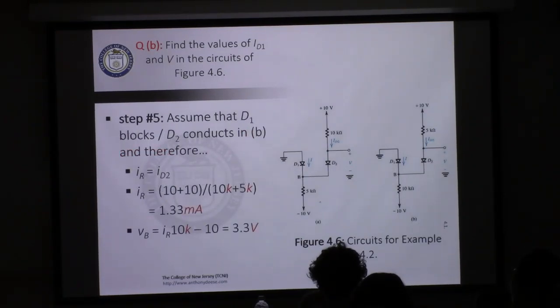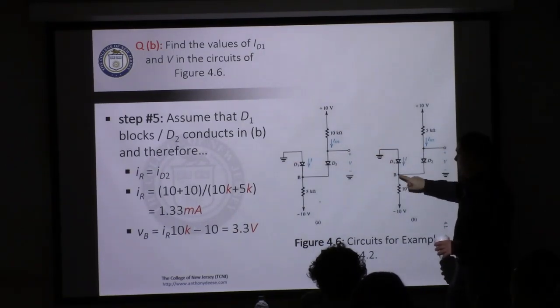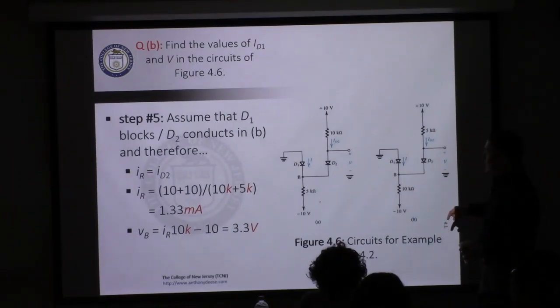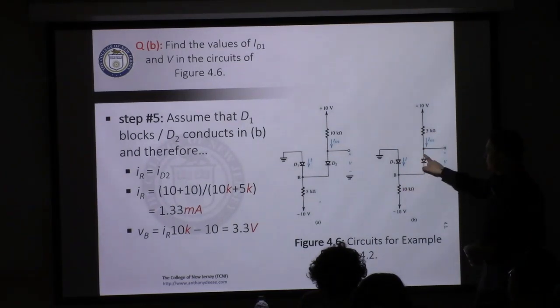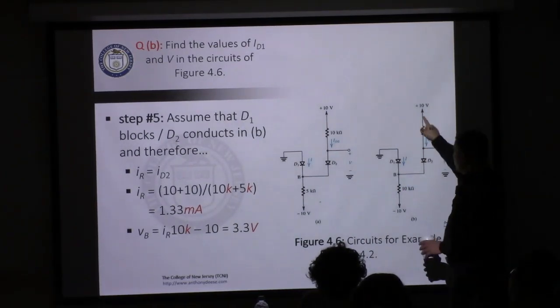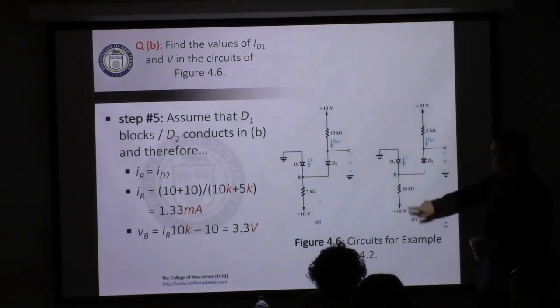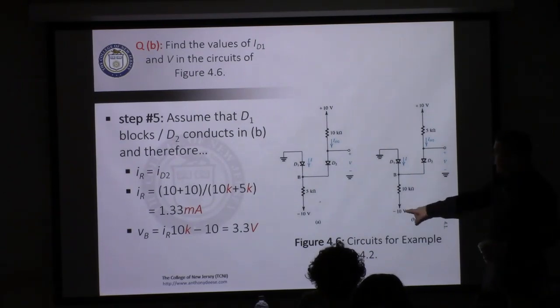Okay, so now if D1 is blocking, this whole part of the circuit is gone. There's no longer a connection between this ground and B, and so therefore we can calculate the total current as 10 minus a negative 10 over 15 kiloohms, because this is a short. And so that will give us 1.33 milliamps flowing downward. And then VB is 1.33 milliamps times 10,000 minus 10, if we apply KVL right here. And so that gives us 3.3 volts.